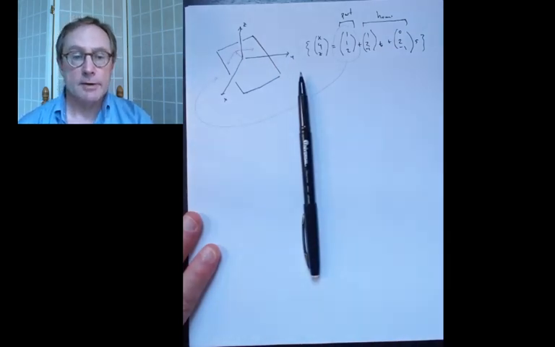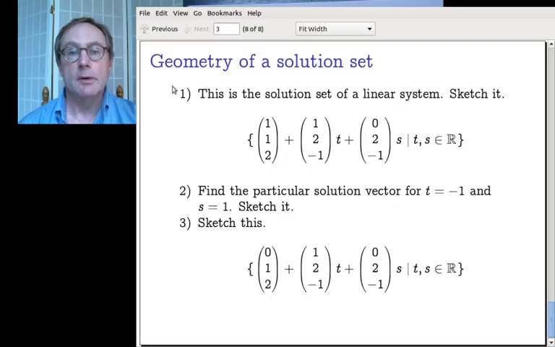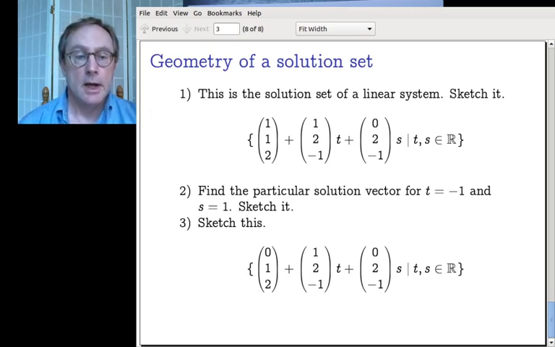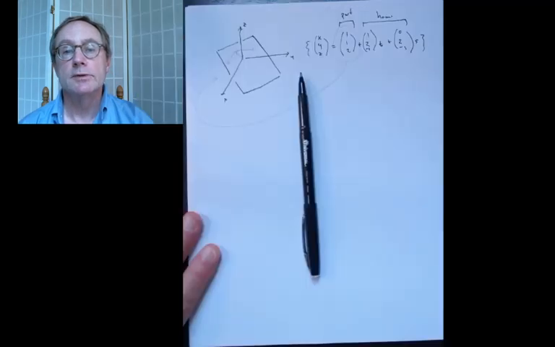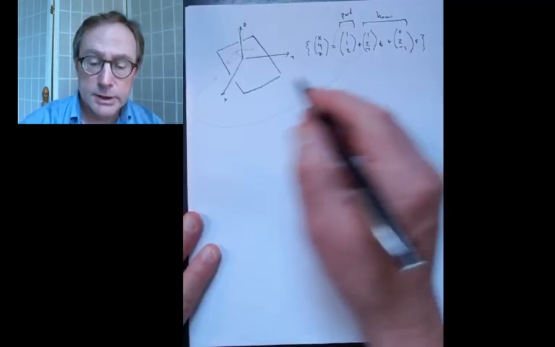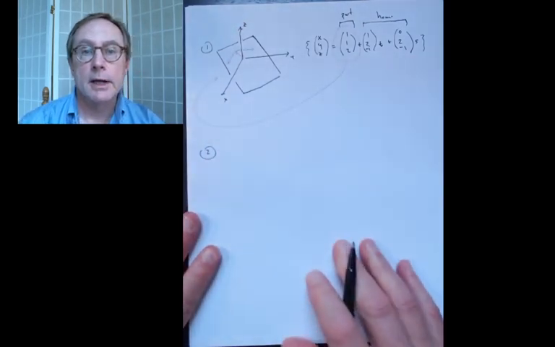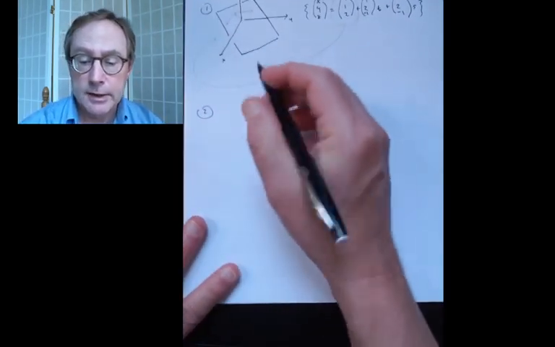If I bring back the second question, if I do it right, always a big if. Come on, there we go. It says find the particular solution vector for t equals minus 1 and s equals 1, and then sketch it. So I'm simply going to plug in, this was 1, this is 2. I'm simply going to plug in t equals minus 1 and s equals 1.